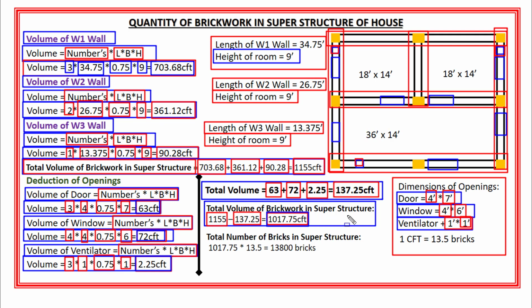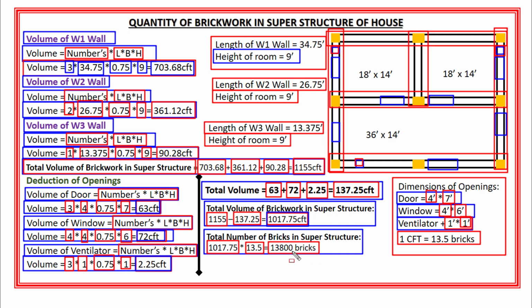Okay. Now as we know that in 1 cubic feet 13.5 bricks will be used. Okay. And I have already uploaded a detailed video about it, and you will find it on my YouTube channel and also in the I button as well. So the total number of bricks in superstructure is equal to volume of brickwork in superstructure, which is 1017.75 cubic feet, multiply by 13.5, and the total number of bricks in superstructure will become 13,800 bricks.